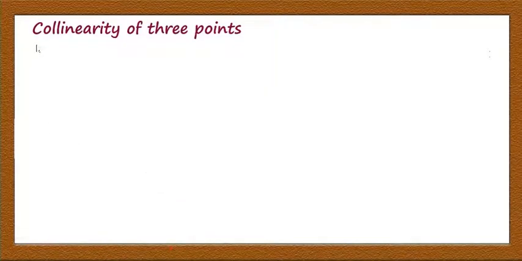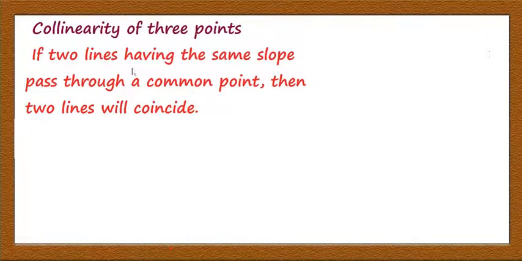And let us take one more result, that is collinearity. If two lines having the same slopes pass through a common point, then the two lines coincide, because you know that when lines are parallel, their slopes are equal, and with the same slope and passing through the same common point, the lines will definitely coincide.